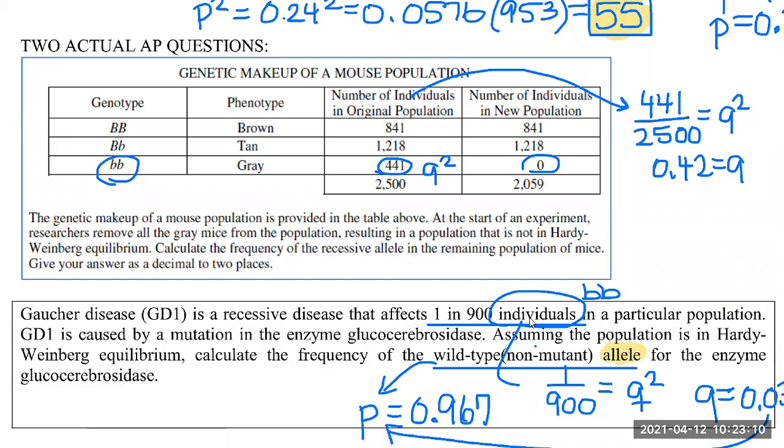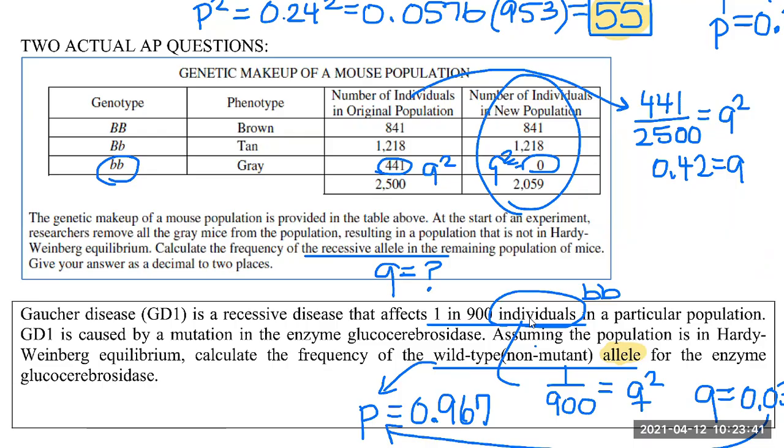Now let me show you something. There's another way I can calculate Q. And I should get the same answer if the population is in Hardy-Weinberg equilibrium. And this is really important because this population isn't. So we cannot, Q squared for this is 0. Obviously, you can't do anything with that. And what they're asking for, by the way, is to calculate the frequency of the recessive allele in the remaining population. So they're asking for Q. Well, we can't get it using the Hardy-Weinberg formula because the population, it says, is not in equilibrium.